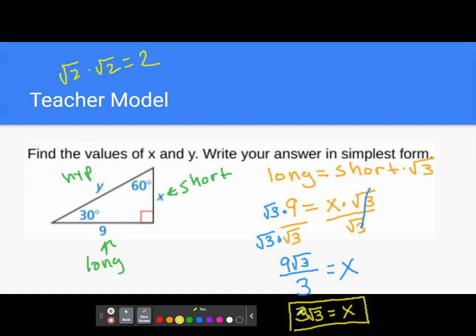No, because 9 divided by the square root of 3 is different than 9 square root of 3. Oh, you have one of those calculators? That calculator will do all that work for you. So do 9 divided by the square root of 3, and it will do everything for you. There you go. That's a good thing about having those calculators.